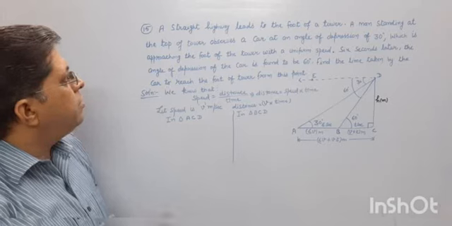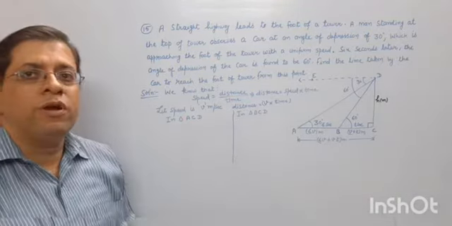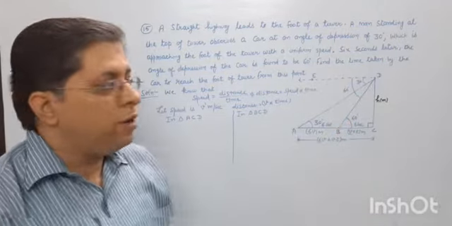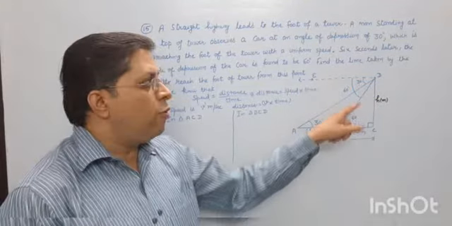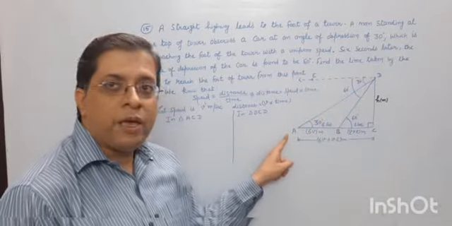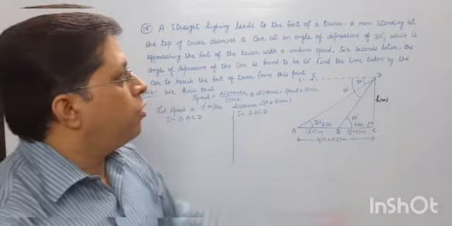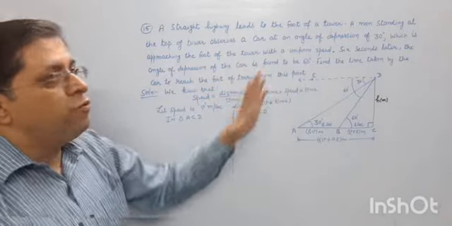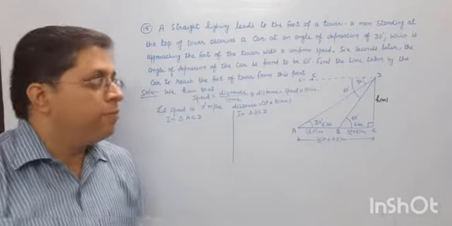A man standing at the top of a tower observes a car at an angle of depression of 30 degrees. One tower is there. See, CD is the tower. A man is standing at point B, and that man is observing a car. The car is at position A, and it is moving towards the tower, approaching the foot of the tower with a uniform speed. Let that uniform speed be V meters per second.